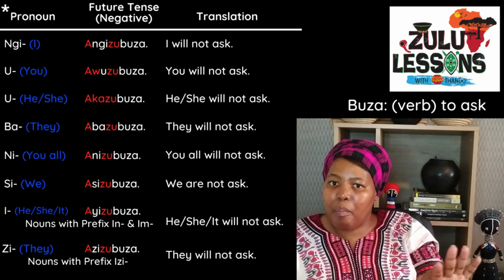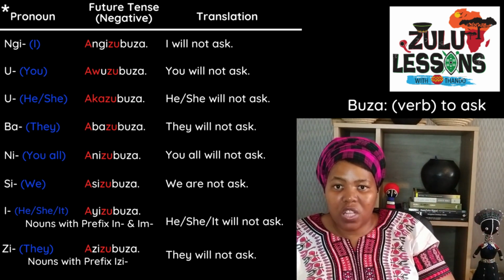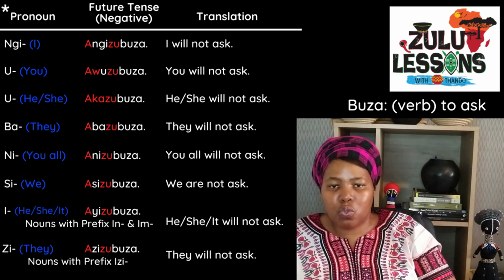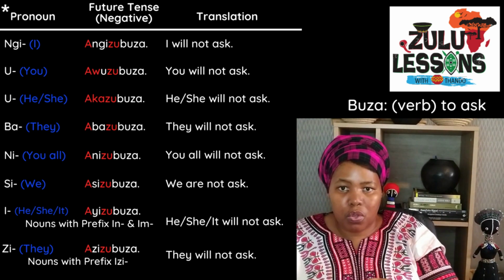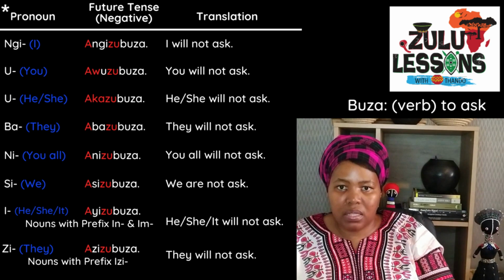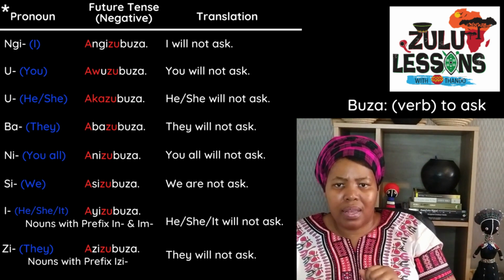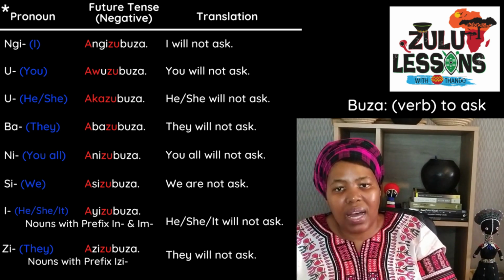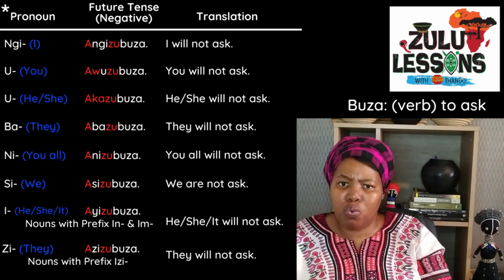Abazubuza. They will not ask, or they are not going to ask. Anizubuza. You all are not going to ask. You all will not ask. Asizubuza. We are not going to ask. We will not ask.